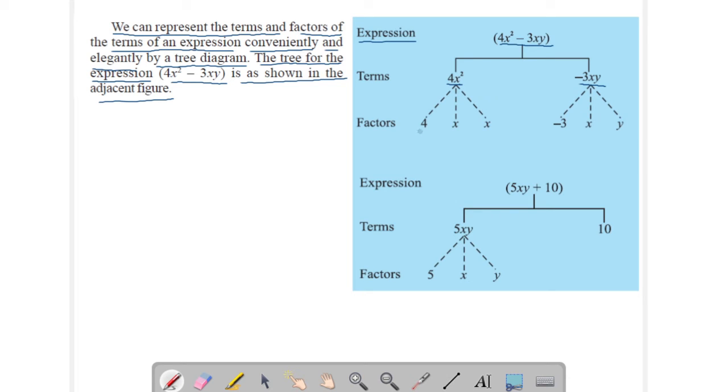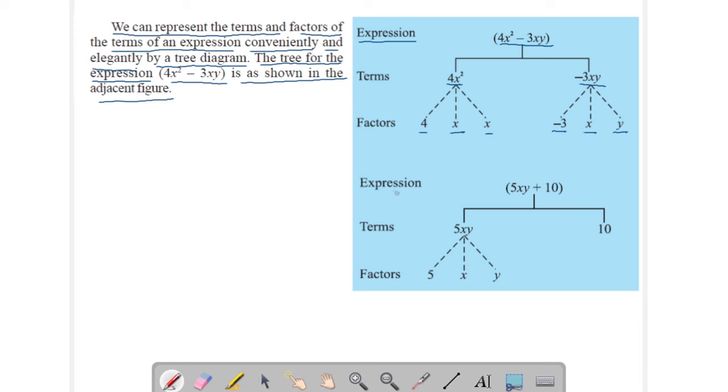How 4x square is formed? Here factors are 4, x and x. If we multiply 4 into x into x, we will get 4x square. Therefore 4, x and x are factors. Similarly, minus 3xy is second term of this expression. Here this term is obtained by multiplying minus 3 into x into y. Here minus 3, x and y are factors of term minus 3xy.